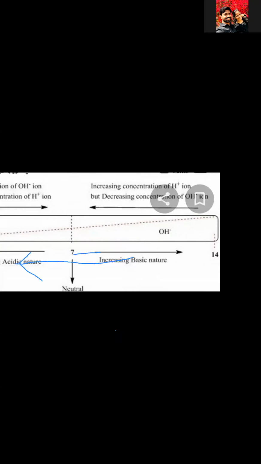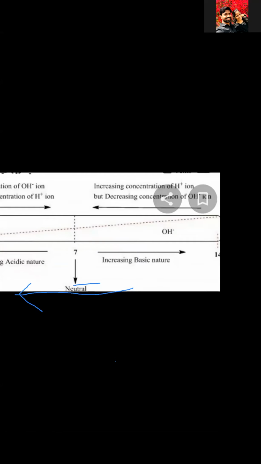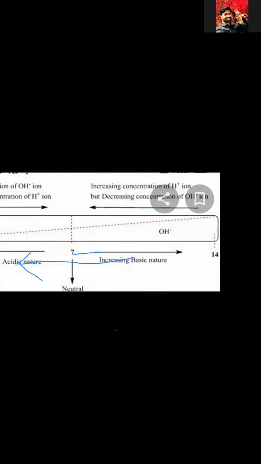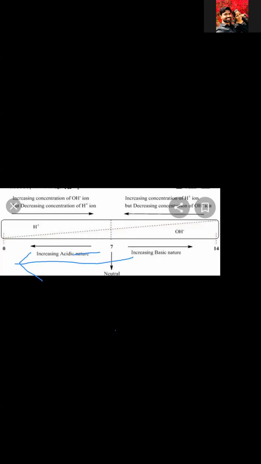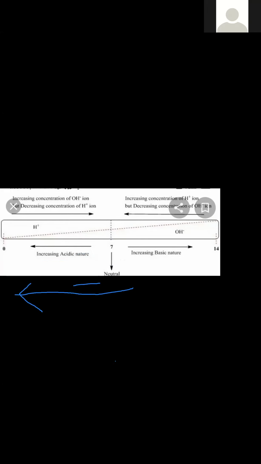Okay, and see here, let us see the basic nature. Here also, from 7 to 14, the basic nature is increasing. So what does it mean? If the pH of a solution is 8, it indicates that it is less basic. If the pH of a solution is near to 14, that is 12 or 13 or 11, it indicates that it is more basic. So you have to remember which number indicates less acidic, more acidic, less basic, and more basic. And let me show one more picture.